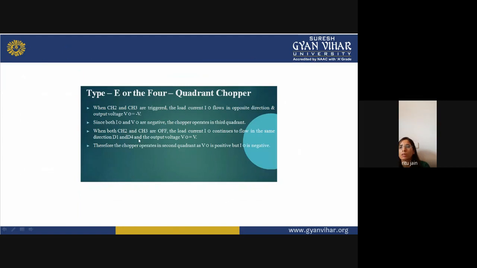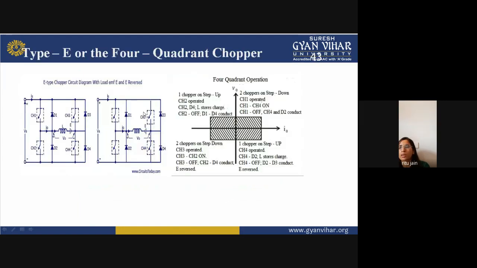Now, when CH3 and CH2 are triggered, you can check that the current is flowing in the opposite direction. When this is turned on, and this is turned on, then the direction of current will be in the opposite direction.